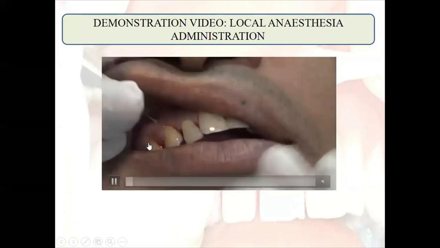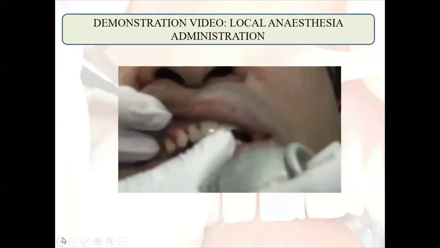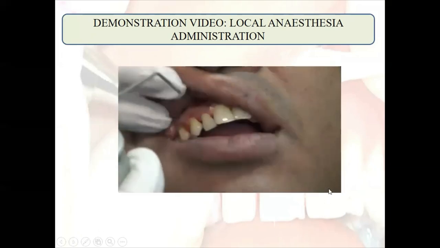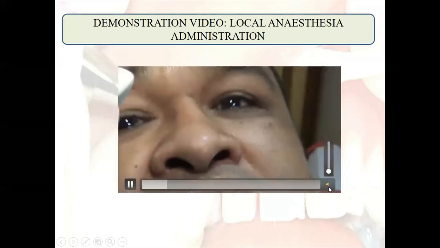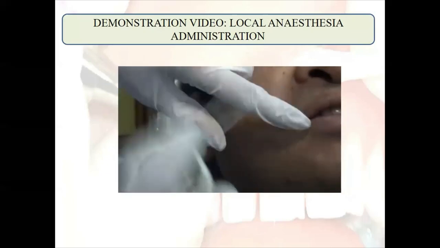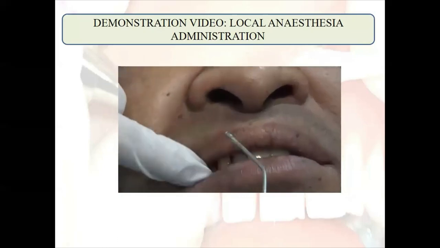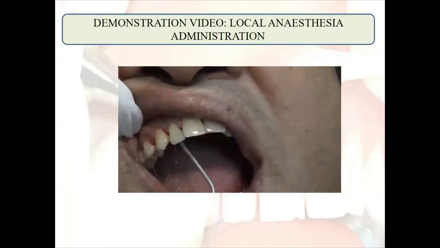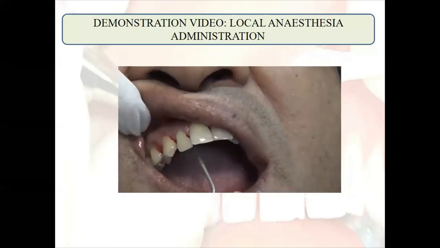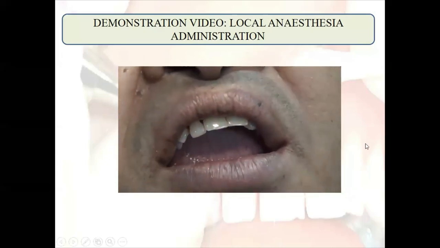So first of all, we'll be administering local anesthesia, and before that, we can also give topical anesthesia, because topical anesthesia is anyhow a very patient-friendly thing that will bring down the patient's apprehension and numb the surrounding soft tissue area. So that even when you give your local infiltration, the patient will be quite comfortable with the procedure you're doing.